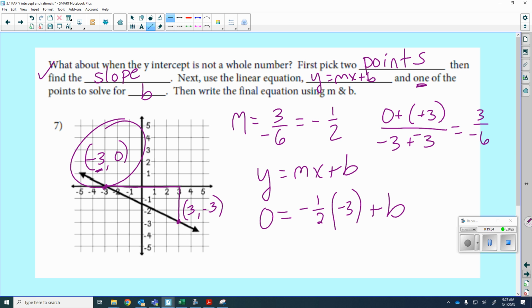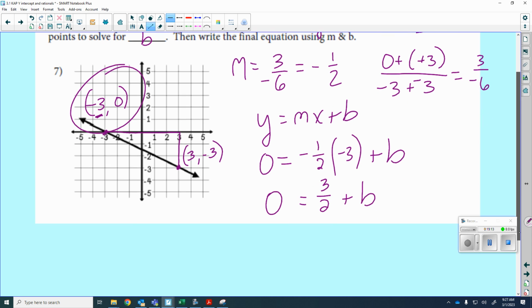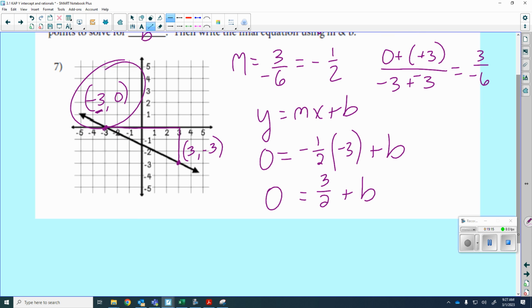All right, so now let's solve it. -1/2 times -3 would be what? 3 over 2 plus b equals 0. So how do I solve that? We would subtract 3/2 from both sides. So b equals -3/2. Give me another way to say -3/2. -1.5. Now look back at the original graph.